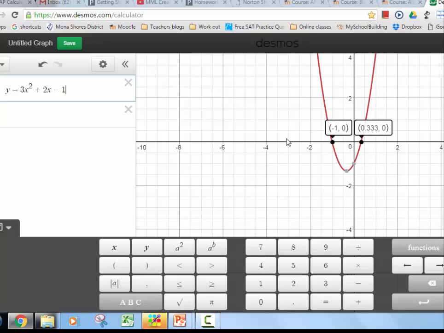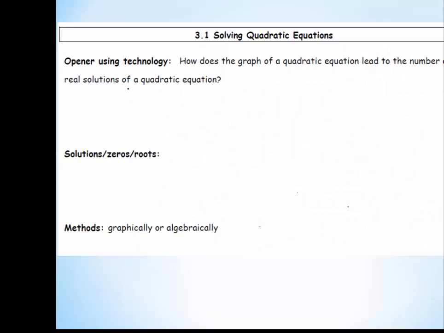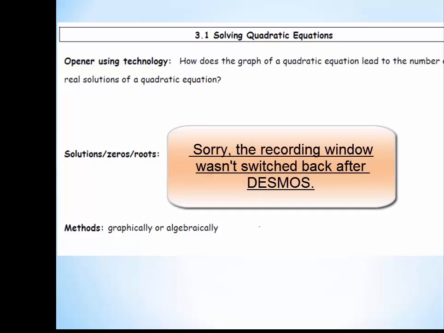So what we're doing when we're looking at quadratic equations is if they're already graphed for us, it's a lot easier. We're just looking for the x-intercepts. What could potentially make this somewhat difficult is if we had to do all that graphing first and then solve it ourselves. Okay, so using our technology, what does it mean? So how does the graph of a quadratic equation lead to the number of real solutions?